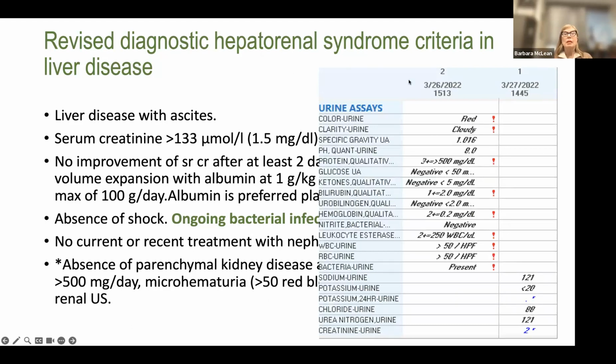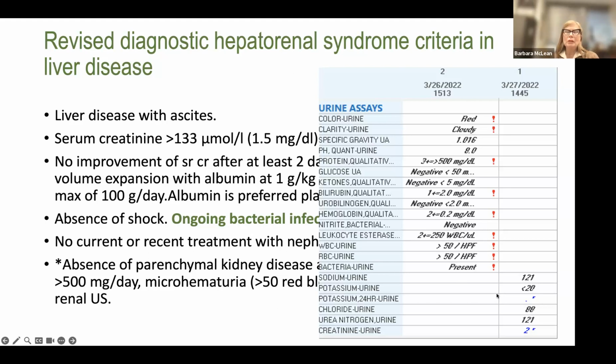So this is his urinalysis. Urine is red, very cloudy, normal specific gravity, basic quantification of the urine normal, has protein, doesn't have glucose, doesn't have ketones, has a bit of bili, okay? Negative urobilinogen, which is the byproduct there, okay? Hemoglobin is elevated, but that's really hard to tell the difference between that and myoglobin. Nitrates, normal. Nitrites are normal. White count is a little bit elevated. Red cells are a little bit elevated, okay?